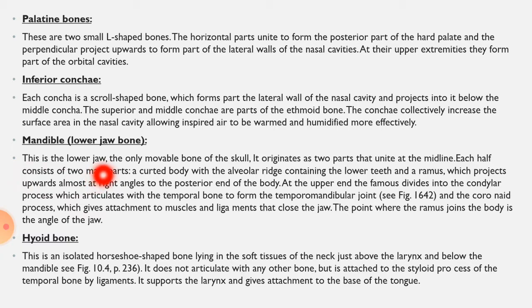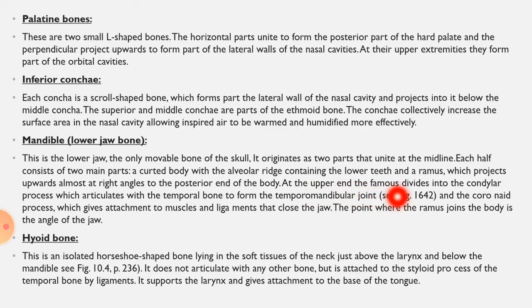This is the lower jaw, the only movable bone of the skull. It originates as two parts that unite at the midline. Each half consists of two main parts: a curved body with the alveolar ridge containing the lower teeth and the ramus, which projects upwards almost at right angle to the posterior end of the body.